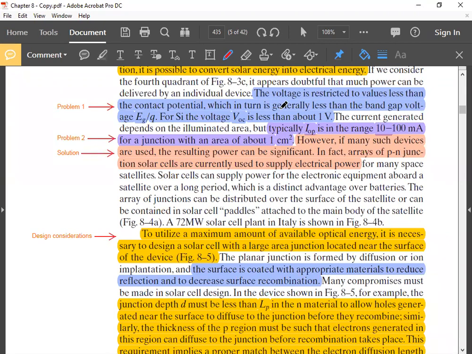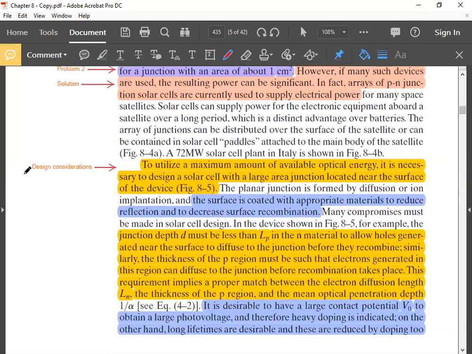If you connect several solar cells in series, then the total voltage obtained from the series combination will be larger, right? And if you connect such branches in parallel, then the total current obtained from all those solar cells will also be large. So by using series parallel combinations, you can increase both voltage and current. That's why it is said that an array of multiple PN junctions can be used to supply a substantial amount of electrical power. So this is the solution. There are two problems, and there is a solution.